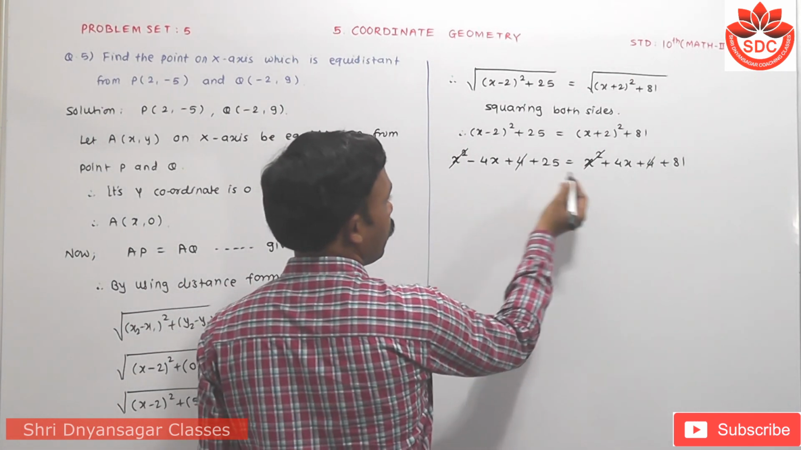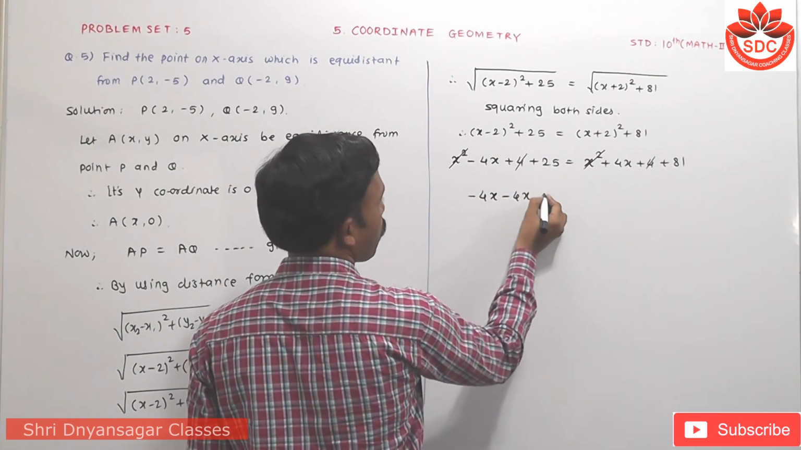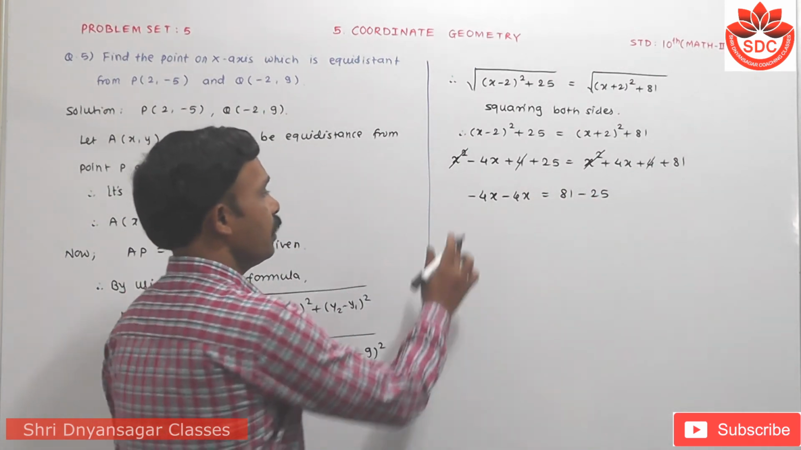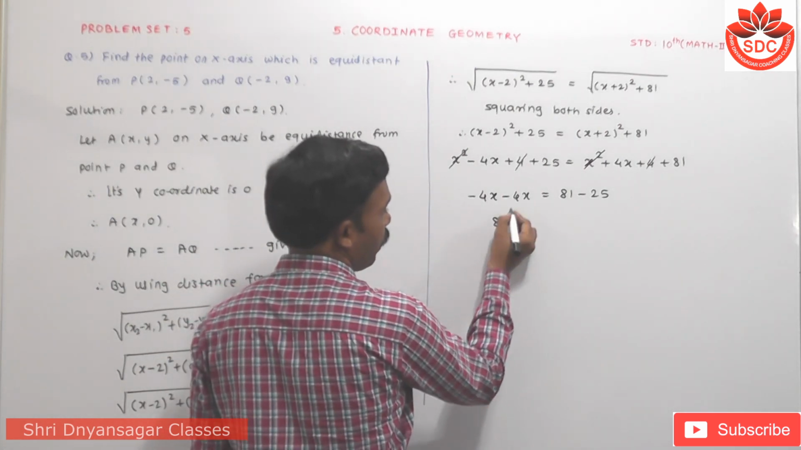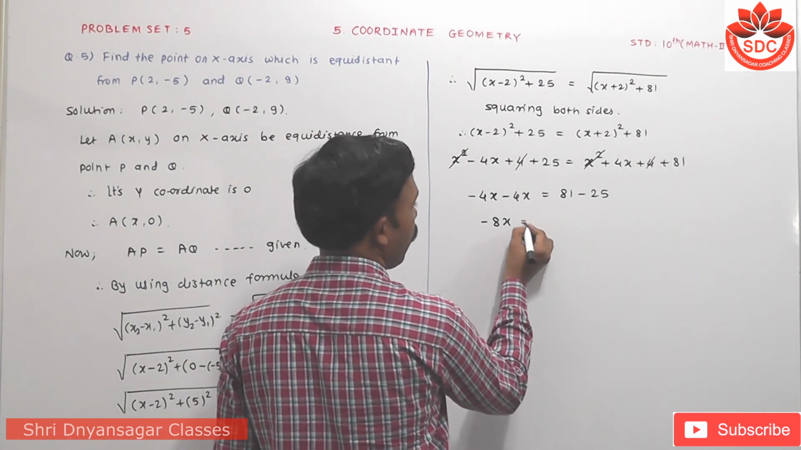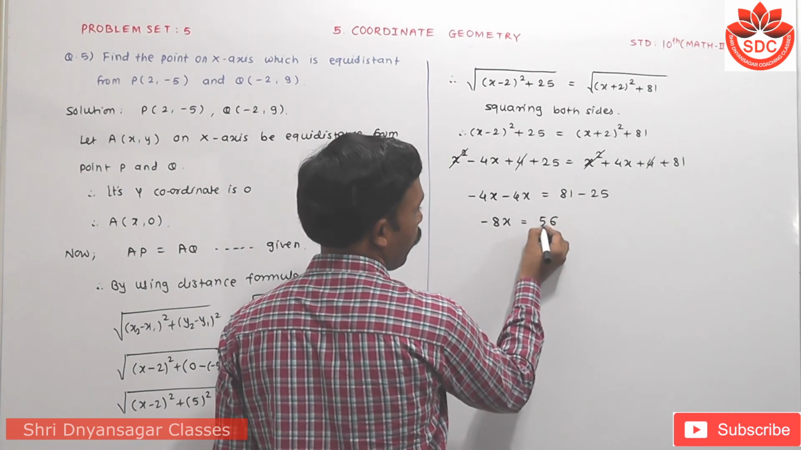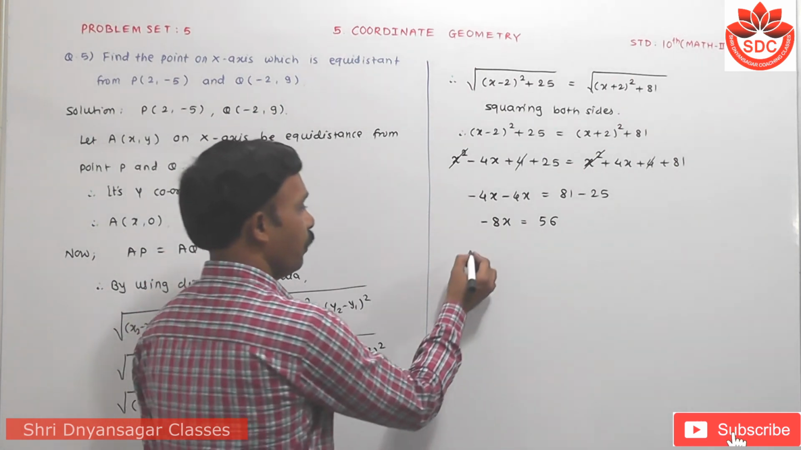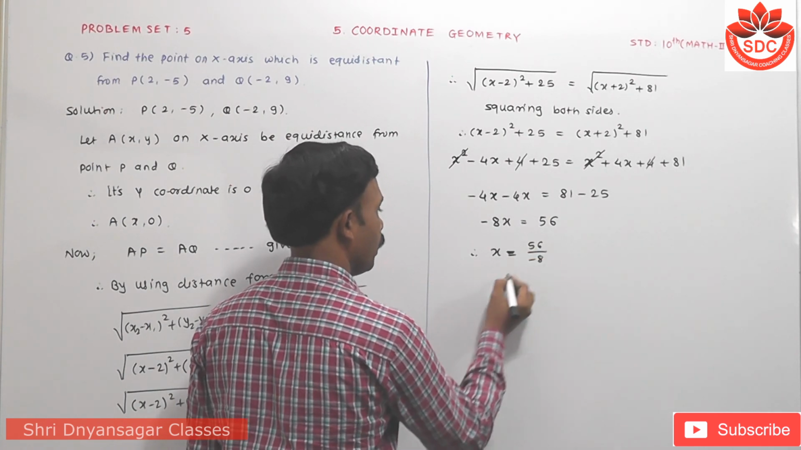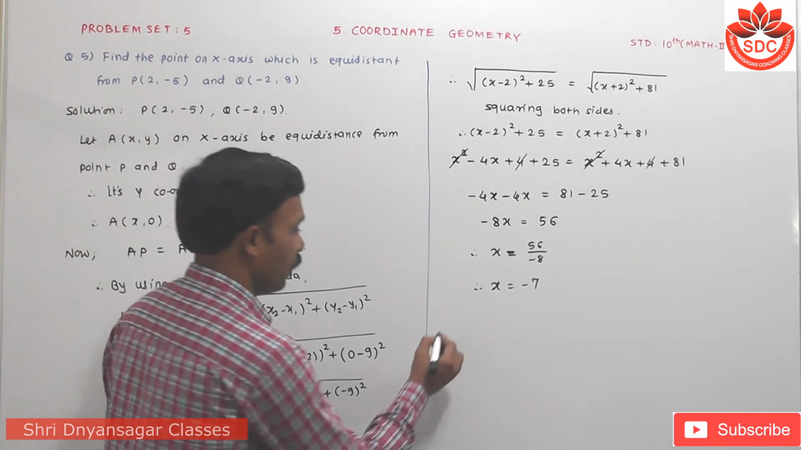Then I will take here this variable to one side and number to one side. So minus 4x, this transpose here, minus 4x is equal to 81 minus this 25. Okay, this one is minus minus plus means that 8x having sign is minus. Then student, here we have to subtract. From 81 we subtract 25 we get 56. Therefore x is equal to 56 upon minus 8. Therefore x is equal to minus 7. 8 7s are 56.